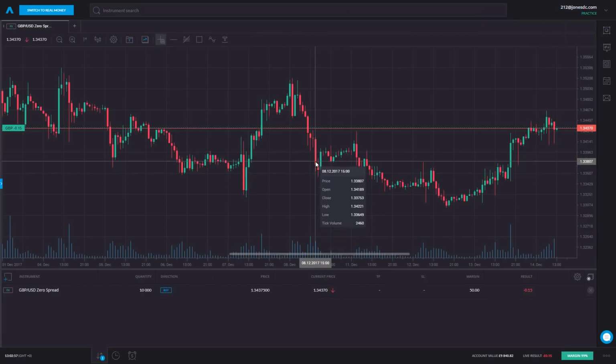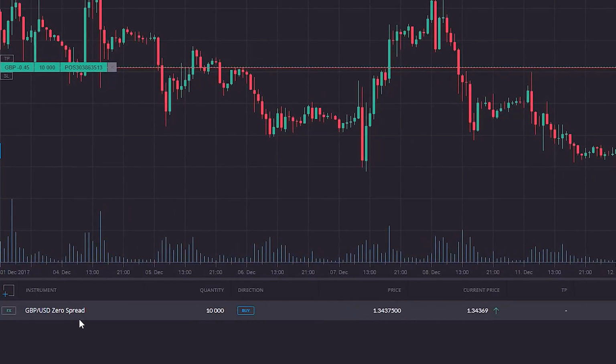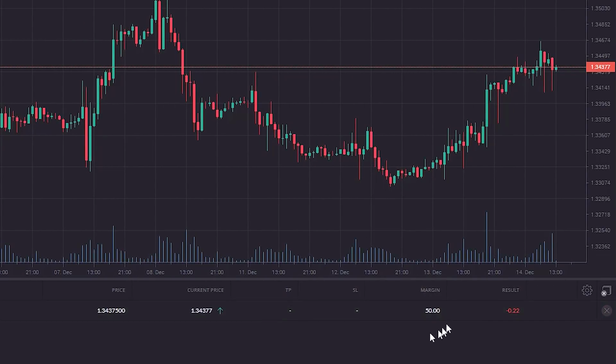So our trade has gone through, and you can see it down here in my open positions: pound US dollar, zero spread, 10,000 I bought, 134.37 and a half is where I was filled. There's the latest price, and this is what we're talking about. This is my margin requirement. So I've got £50 from my account tied up against this trade.